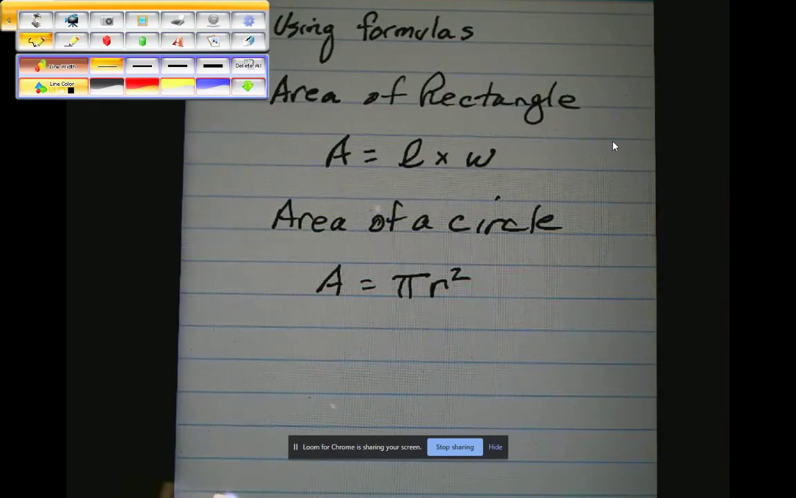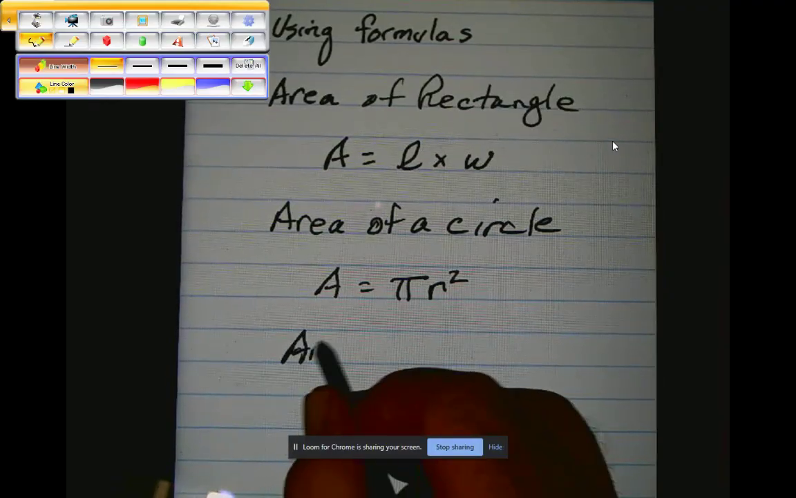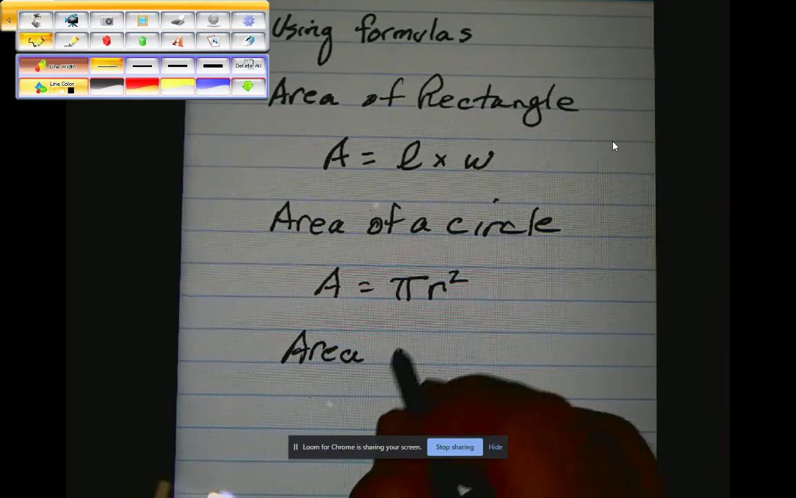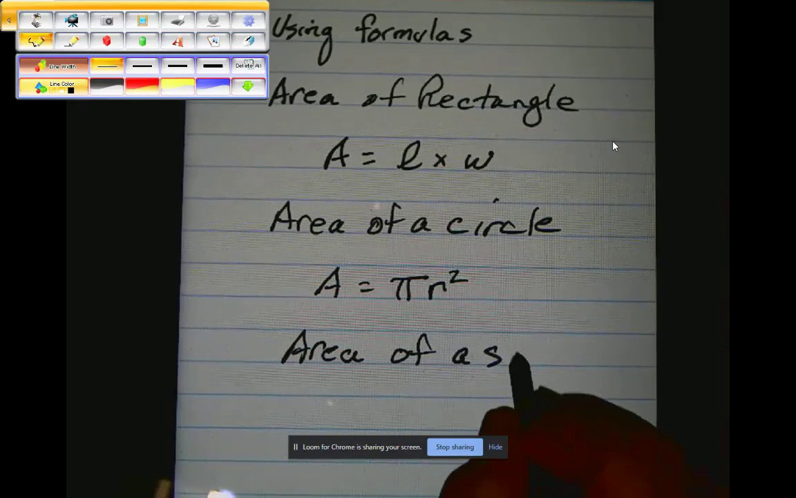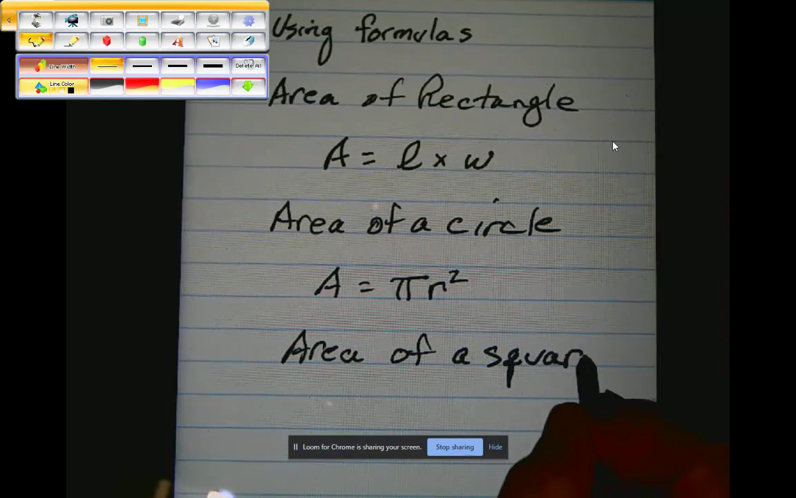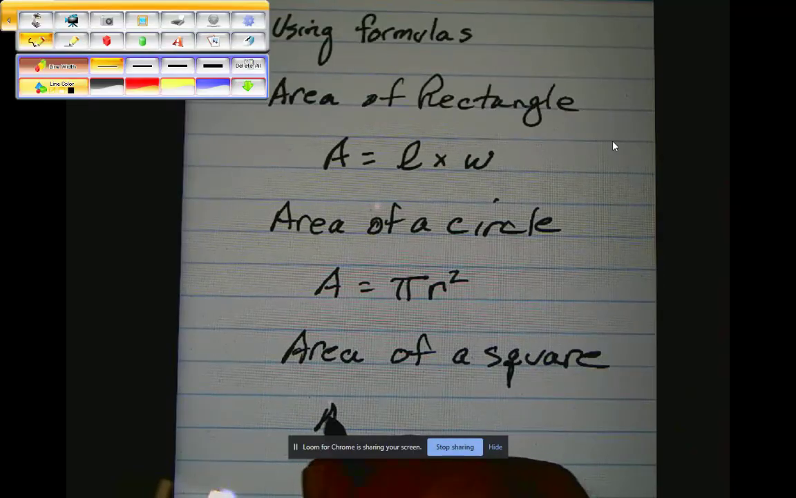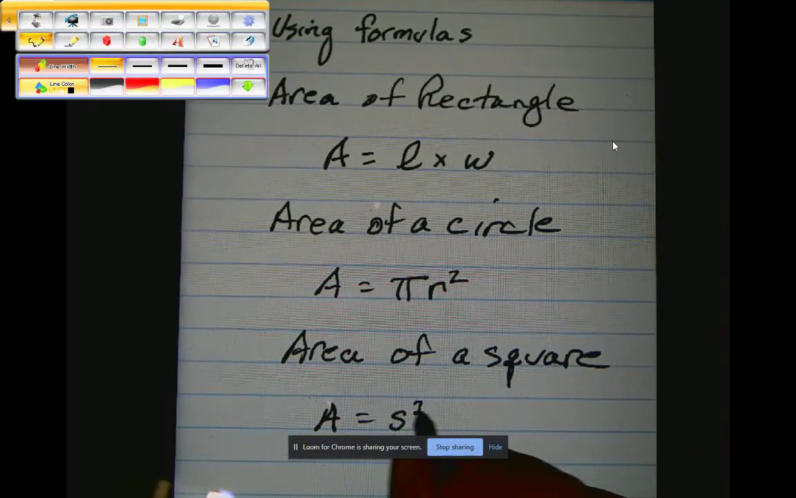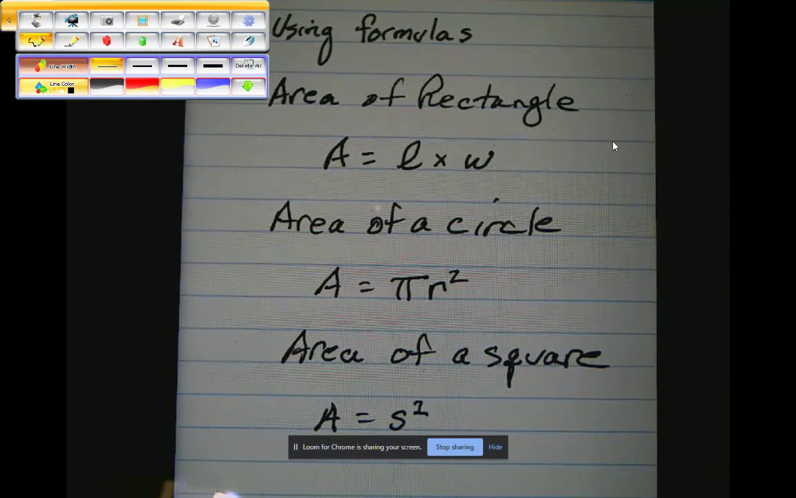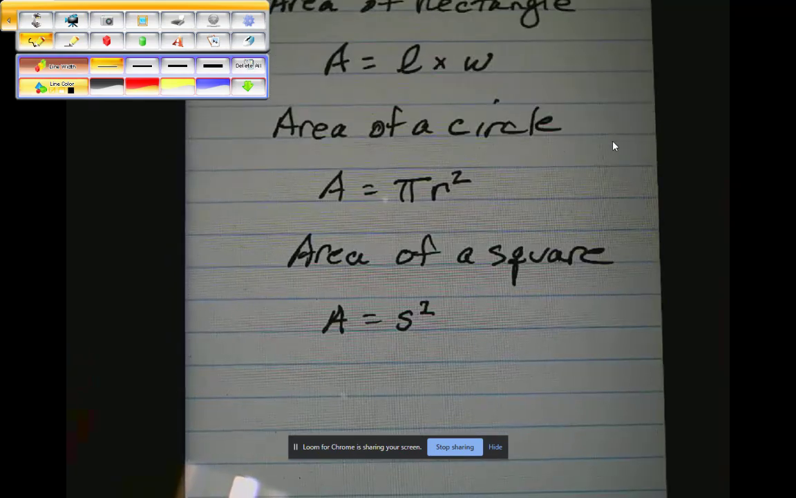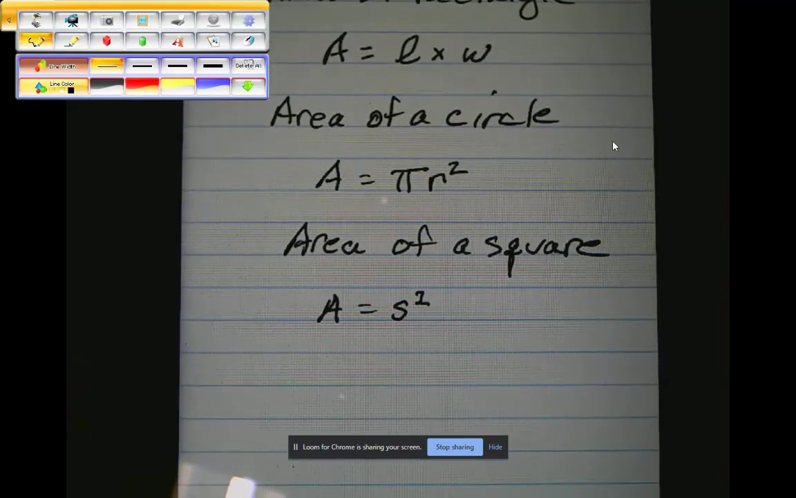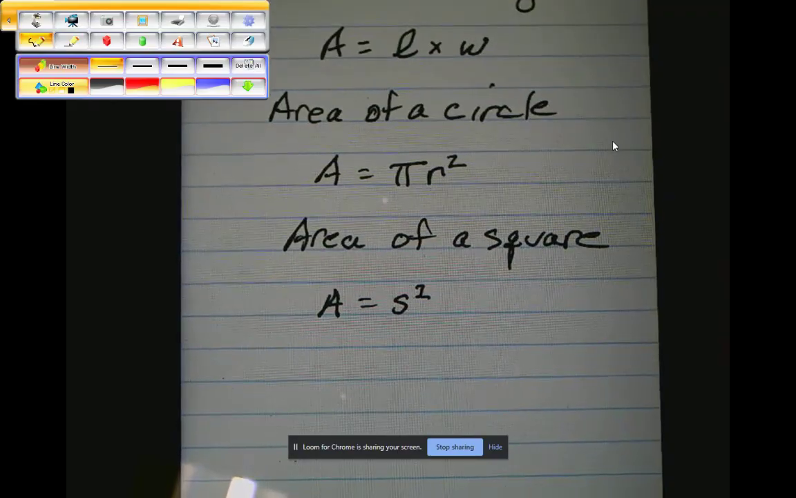And the area of a square is a type of rectangle, right? So we would find that area doing the same thing, but the area of a square is A equals S squared. And we say it that way because all the sides are the same. So if I'm multiplying two numbers that are the same, what I'm really doing is squaring that, right? Appropriately, that's the area of a square. It's being squared, right?